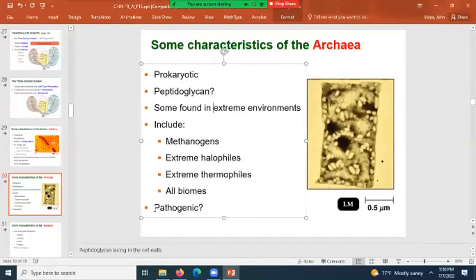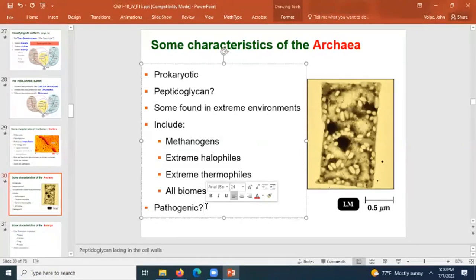Does anybody know, are the Archaea pathogenic? Are any members of the Archaea capable of causing human disease? Nobody wants to guess? None of the Archaea that we know of are pathogenic, meaning no human disease that we know of is caused by Archaea. For this reason, and this reason alone, we are not going to talk much about the Archaea after this lesson.